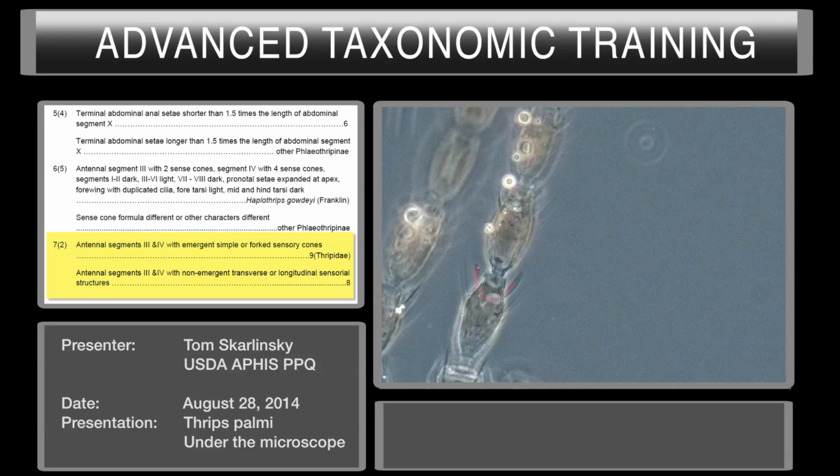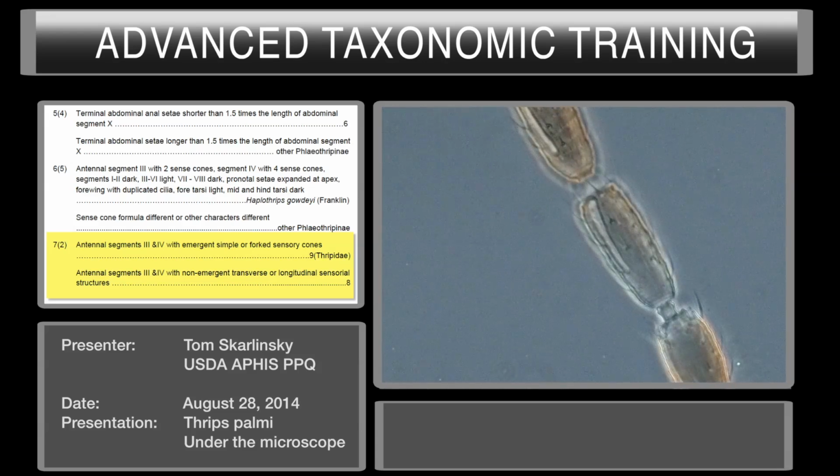We have these sensory cones. They're kind of U-shaped, like a bull's horns, right here, attached. So we have emergent sensory cones. Okay, let's take a look at the opposing couplet. Are they non-emergent, or are they actually part of the antennal segment? We saw that our unknown, actually they come out of the antennal segment.